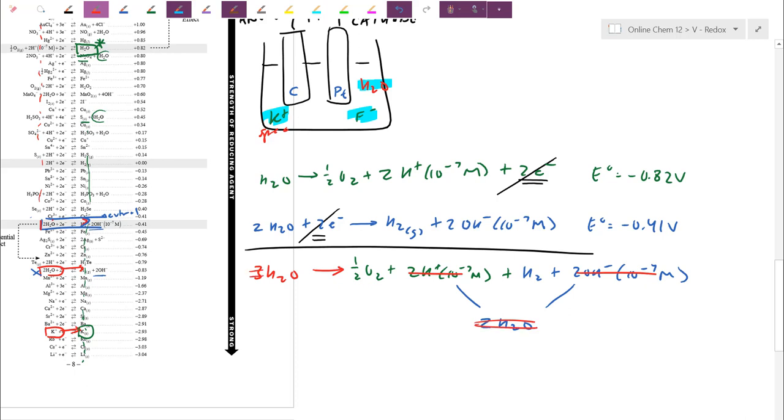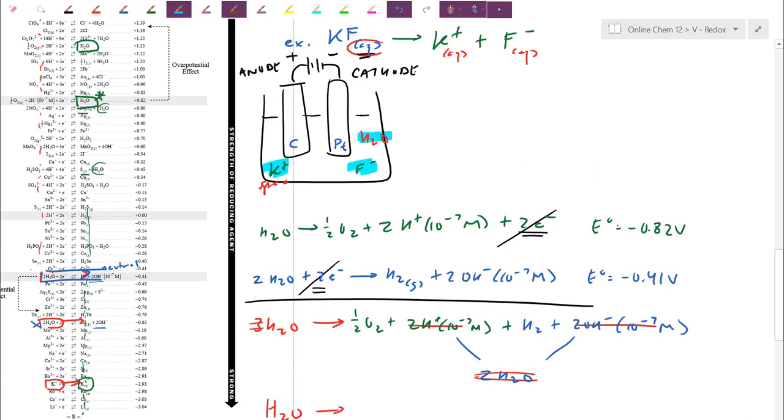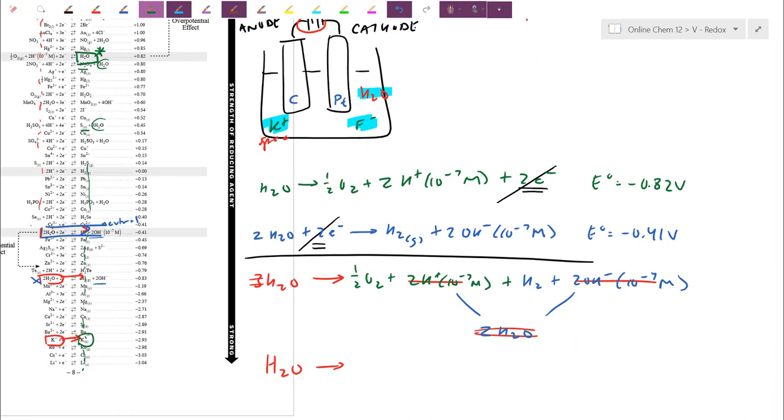So overall, your equation is actually back to that electrolysis of water. We're using an electrical circuit, an external power supply. We're causing this to rip apart to become half an O2 and H2. What voltage do we need to supply? Why is it non-spontaneous? We're going to go negative 0.82 minus 0.41, and this is going to end up giving you a total of negative 1.23 volts.